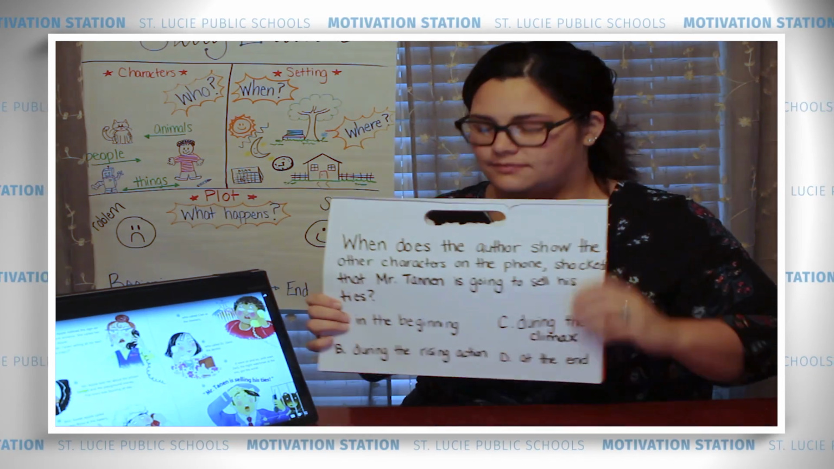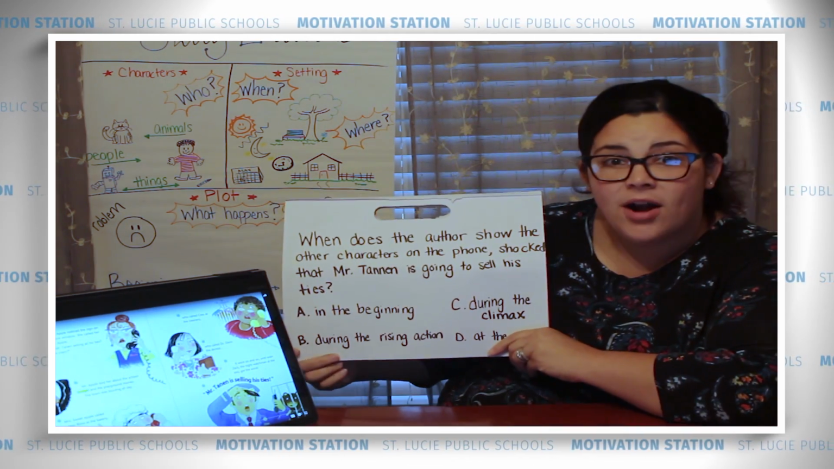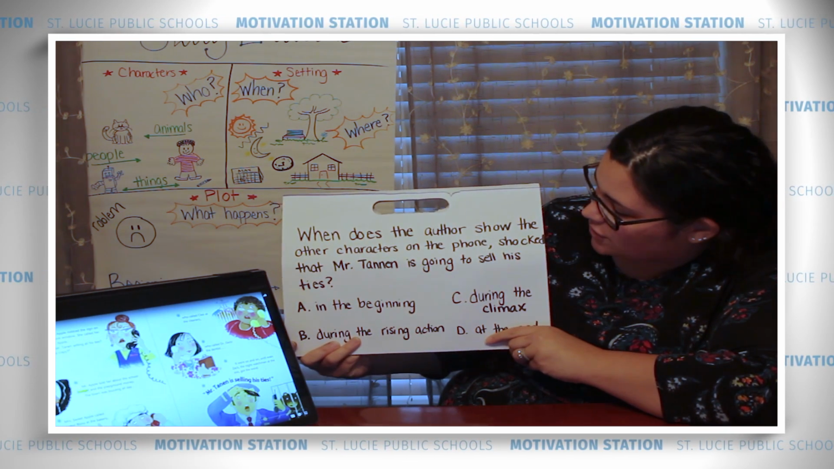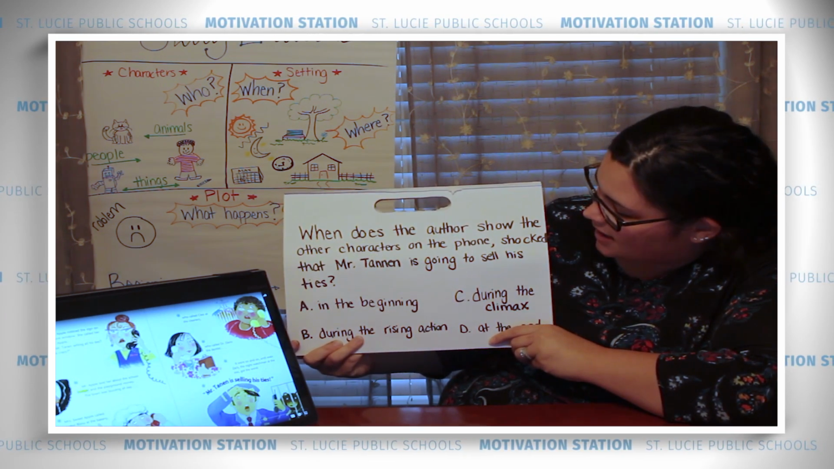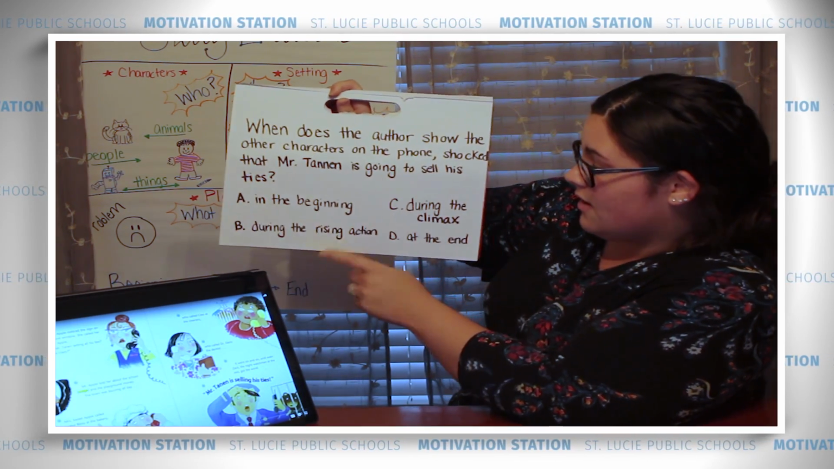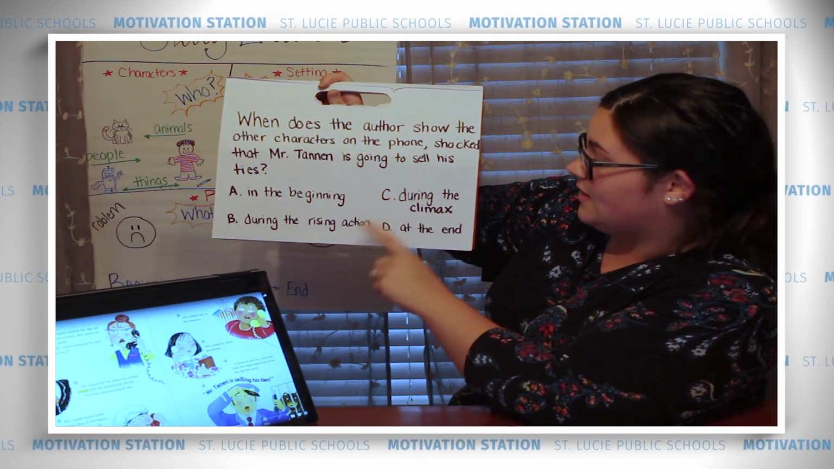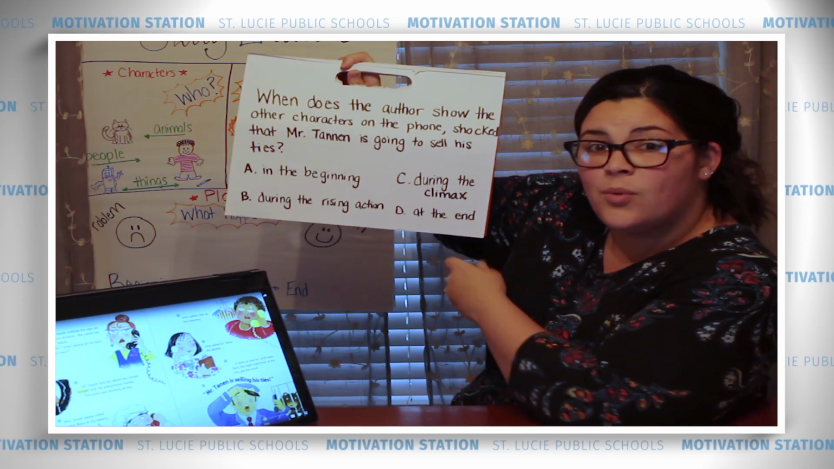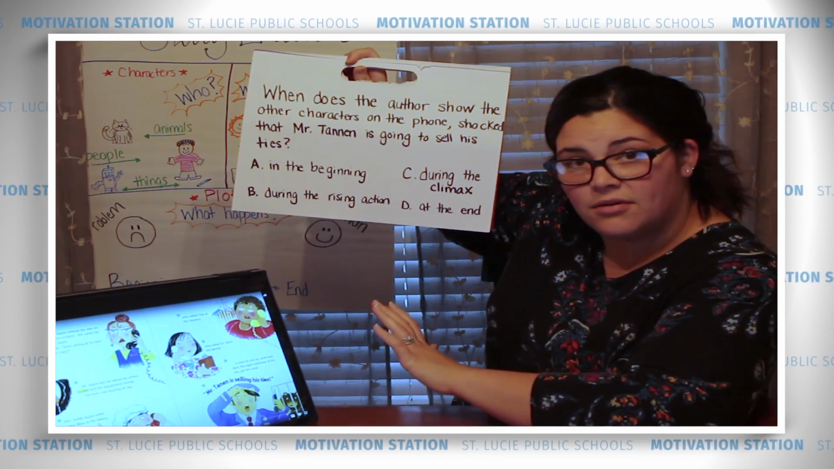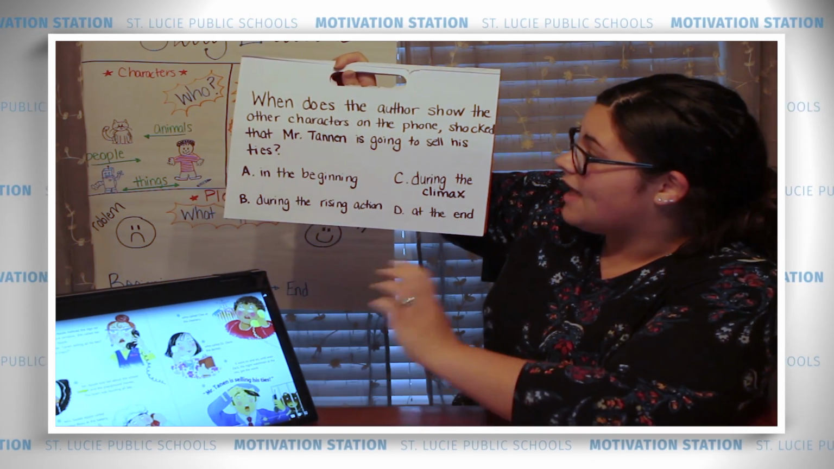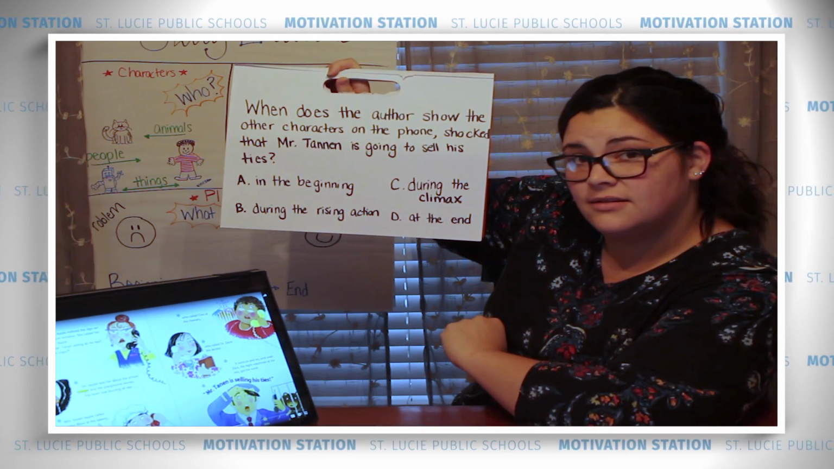At this moment in the text, I have an important question for you. What part of the story are we in? When does the author show the other characters on the phone shocked that Mr. Tannen is going to sell his ties? Our options are A, in the beginning, B, during the rising action, C, during the climax, or D, at the end. So which part of the story are we in right now when we see all of these shocked faces that cannot believe that Mr. Tannen is going to sell his ties?